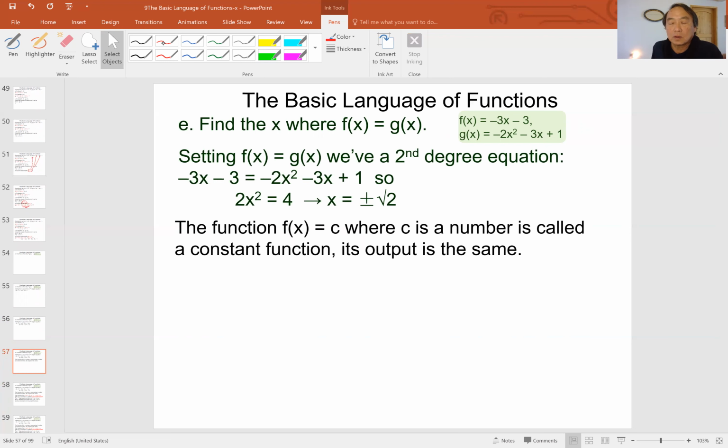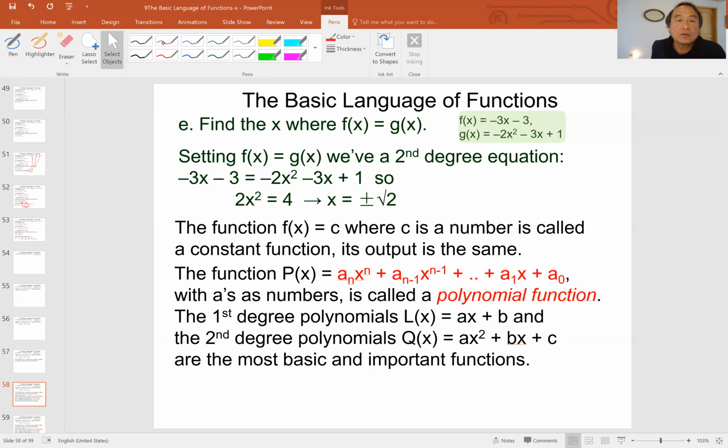And a function equal to a number is called a constant function. The output is the same. Besides constant functions, the kind of functions we are going to deal with a lot are polynomials. The first and second degree polynomials are particularly important. First degree polynomial functions are also called linear, L, and second degree ones Q for quadratic. So there are names for them, sometimes convenient.